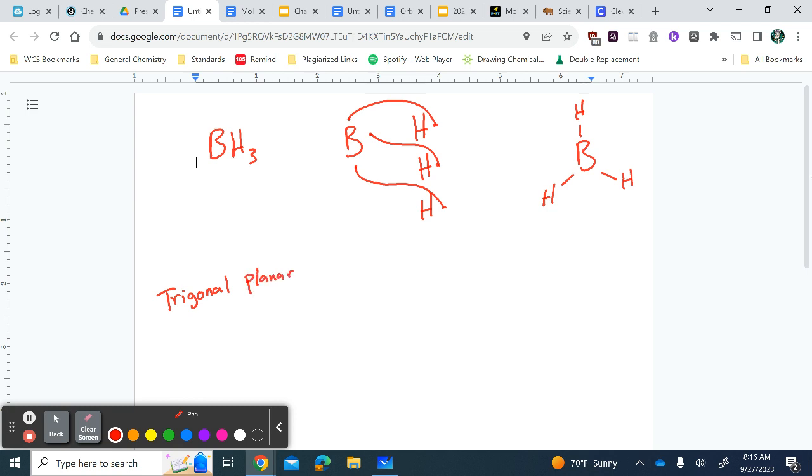In a trigonal planar molecule, we are going to measure our angle from one hydrogen to the other, which is 1/3 of a circle. So each distance, 1/3 of a circle, or 1/3 of 360 degrees, is 120 degrees. So our bond angle here is 120 degrees.